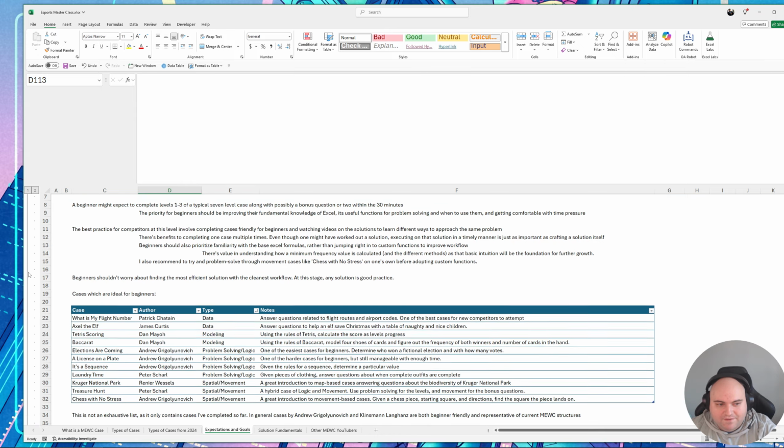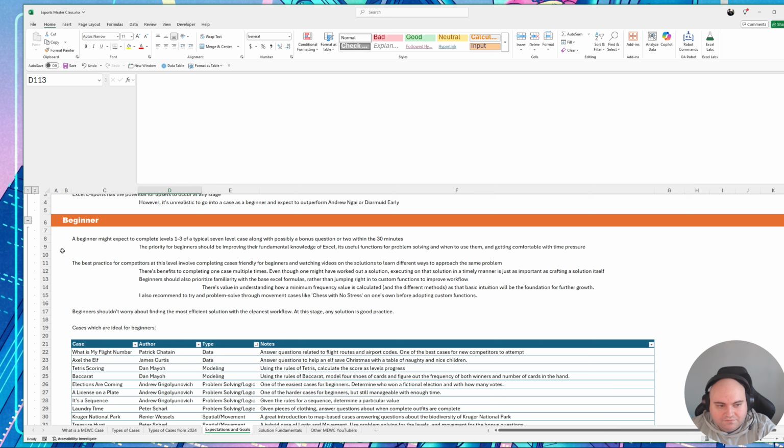So let's talk about the beginner level. In general, I would say that a beginner might expect to complete the first three levels of a case, and that's of a seven level case, because if you try earlier cases, there might be only five levels, or there might not be any levels at all. But for a seven level case, you might expect to do levels one through three, and then maybe a bonus or question or two within the 30-minute time period.